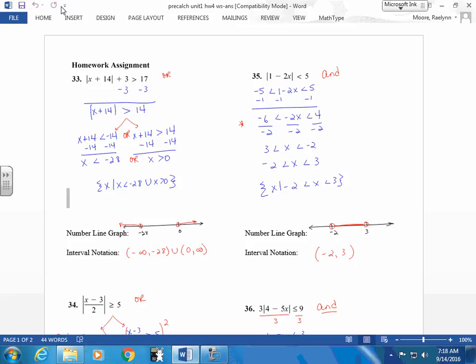And if it helps, put it on a number line. I had you put it on a number line. They're both open circles, so interval notation brings us from left to right, negative infinity to negative 28, 0 to infinity.